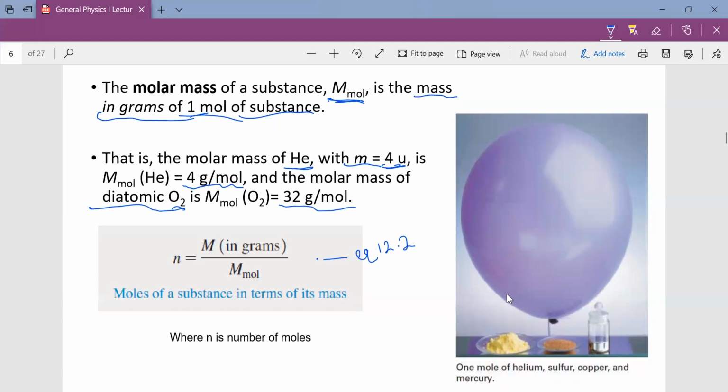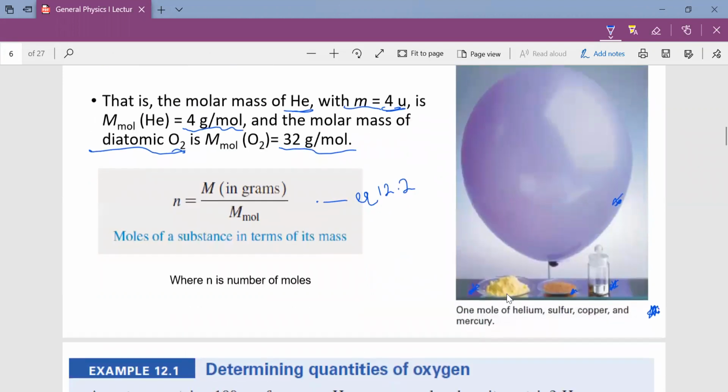So we'll have the image here to typify what we've been saying. We see 1 mole of helium, the big balloon here. We see 1 mole of sulfur, the yellow one, 1 mole of copper, brown, and that of mercury. Each of these substances, these are the display of their 1 mole volume.